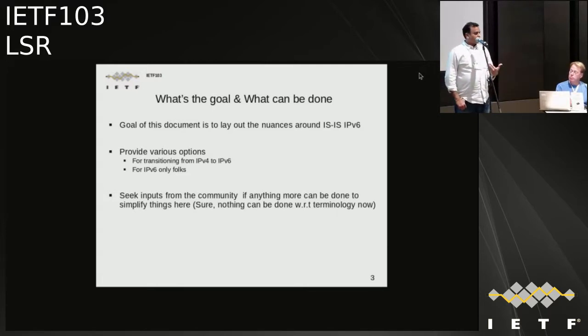My goal of this document is to lay out these various options we have. If any folks are trying to do this and you have any problems, or if you have any inputs, feel free to contact me. Next slide.